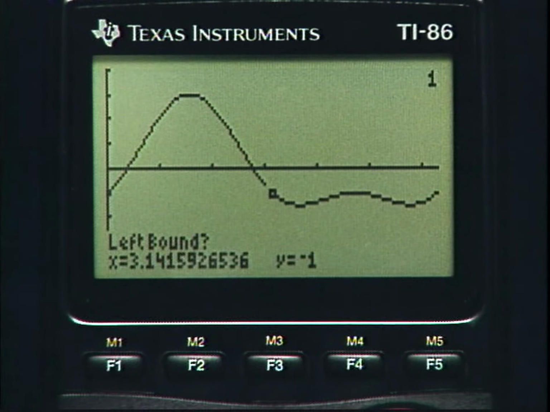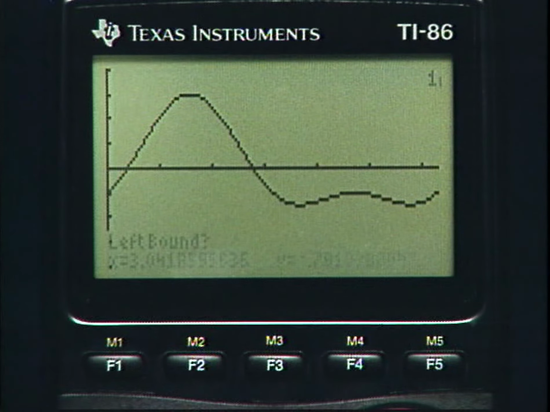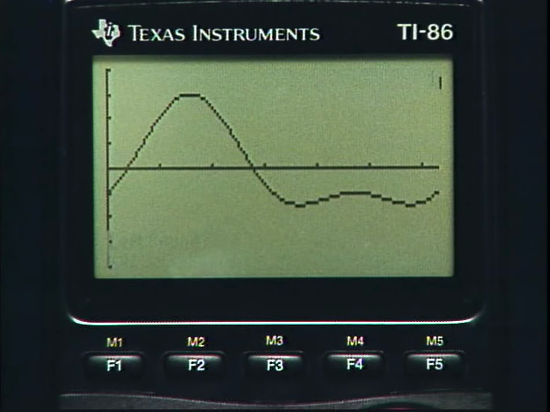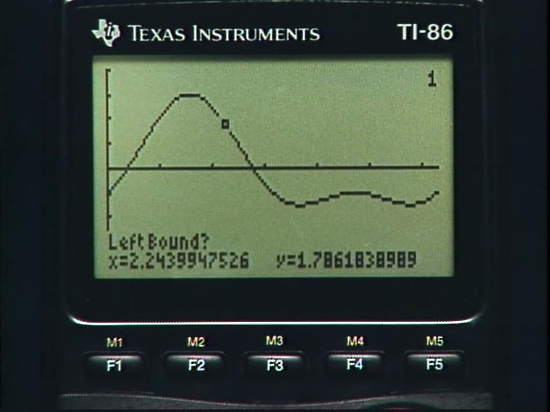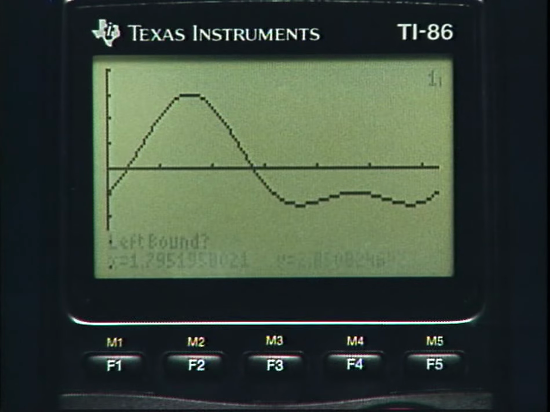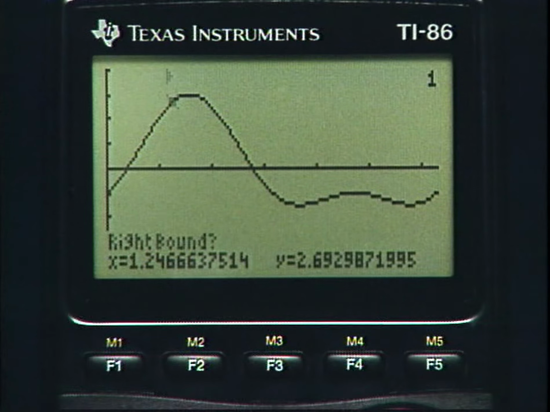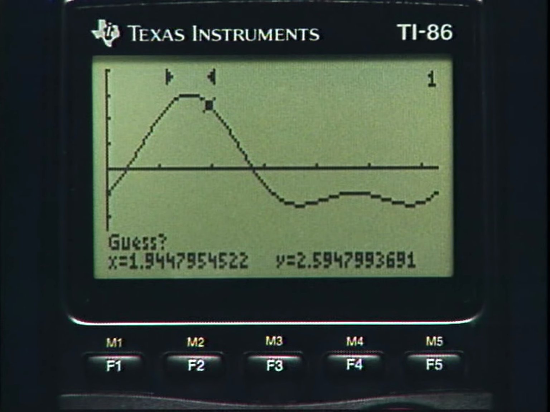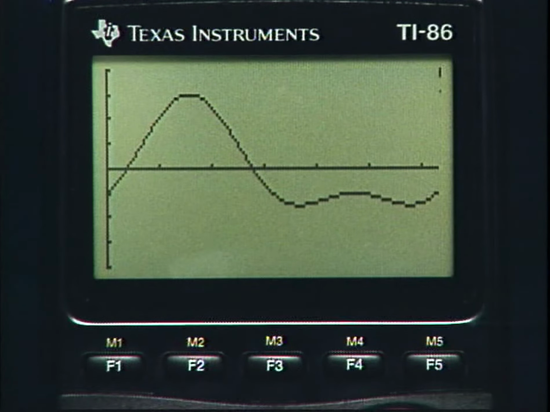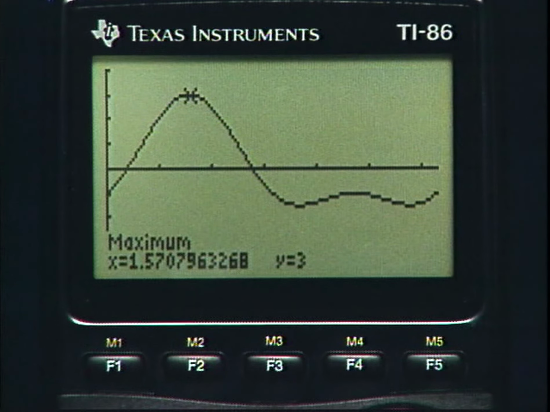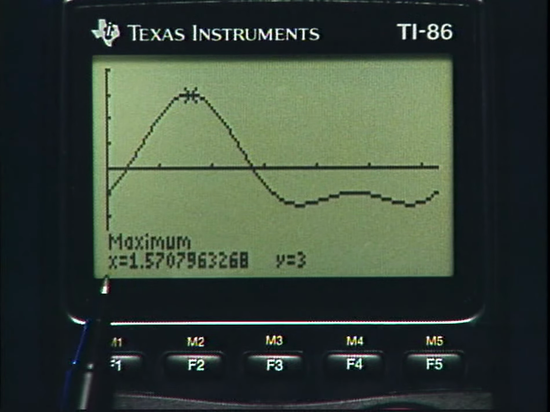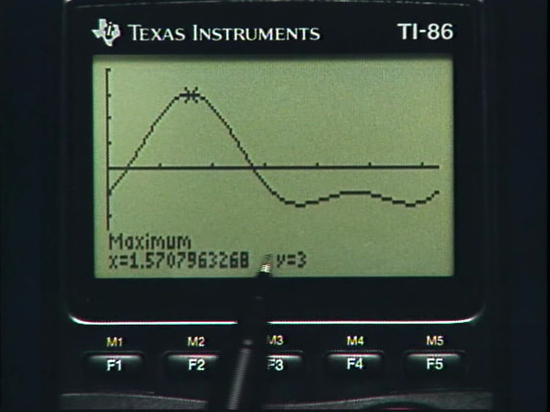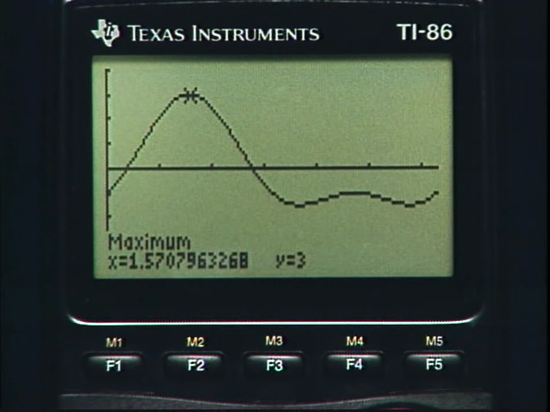If I press F5, I'm prompted for a left bound. So I'll just go over here and I just want to end up somewhere to the left of this top point. Let's say here. And now the right bound, I'll just go over to the right of that top point and enter. And now a guess, well, I'll use this point as a guess, so I'm pressing enter again. And it's giving me both coordinates now for that maximum point. And the same would be true for the minimum.